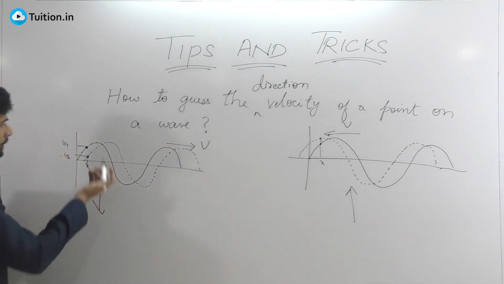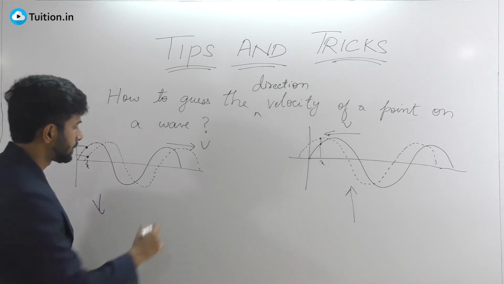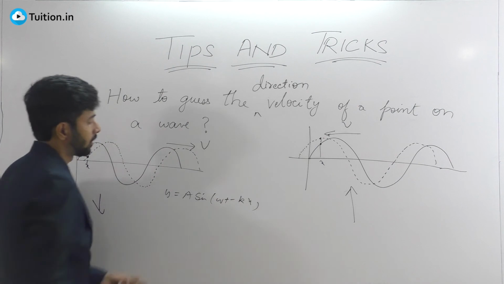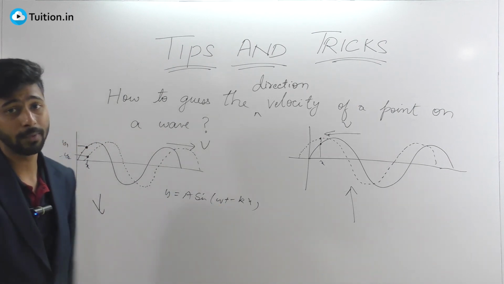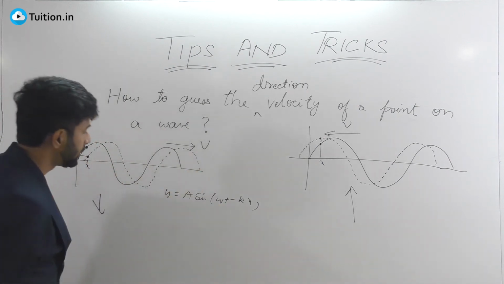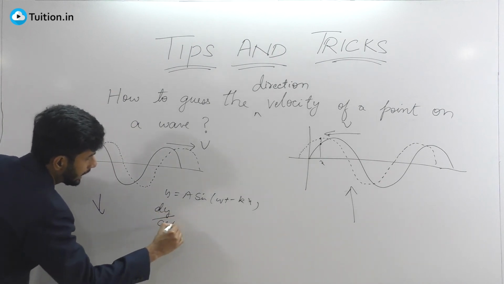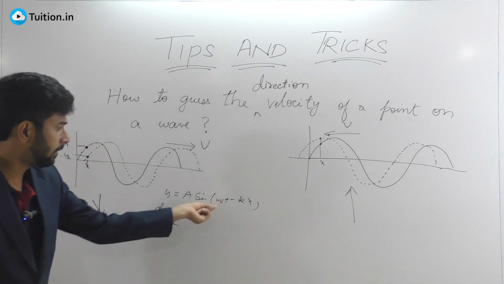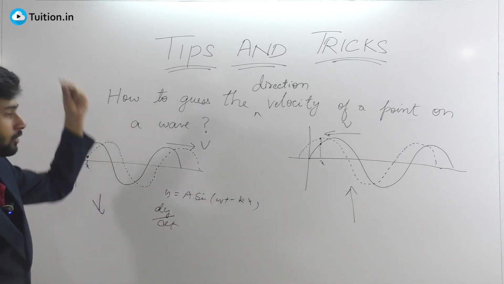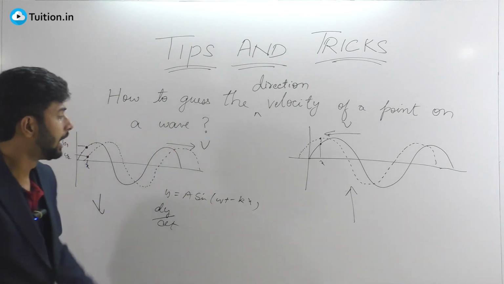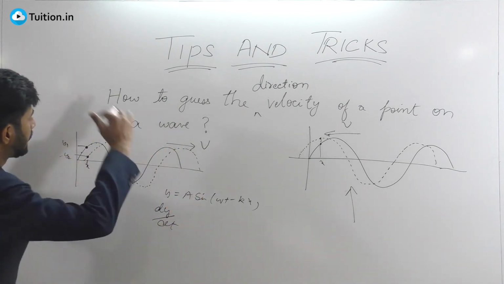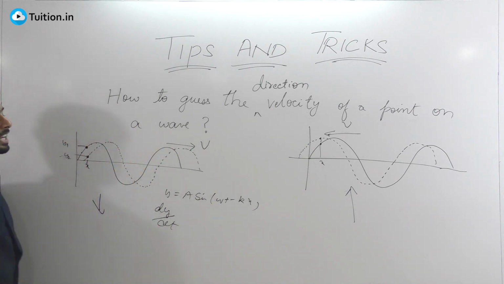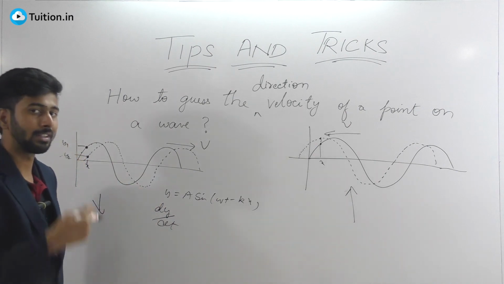Even if you know the equation of the wave, you'll have something like this: y equals A sin(ωt − kx), or sin(ωt + kx), or cos(ωt − kx), cos(ωt + kx), whatever. You'll have the equation of the wave given to you. You'll differentiate with respect to time, put the value of x and the value of time, and then you'll get the velocity. If it comes out to be positive, that means the particle was going up. If it comes out to be negative, the particle was going down. But that's the mathematical way of doing it. Looking at the wave, you can say whether the particle is going up or down depending on the direction of the velocity, and the mathematics will also justify the same answer.